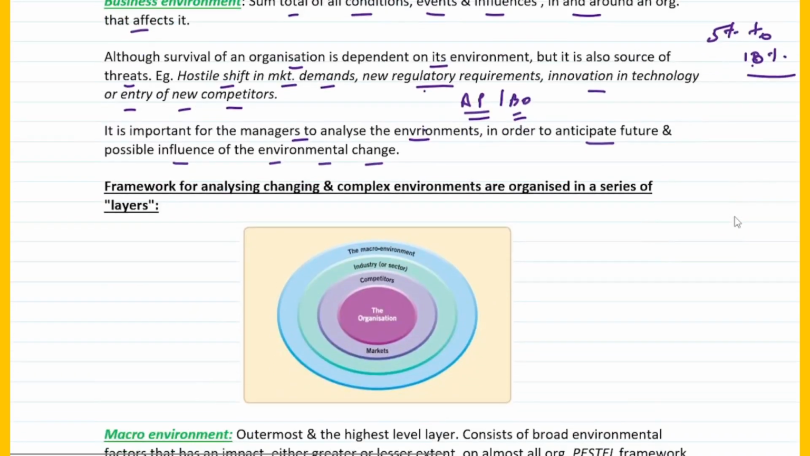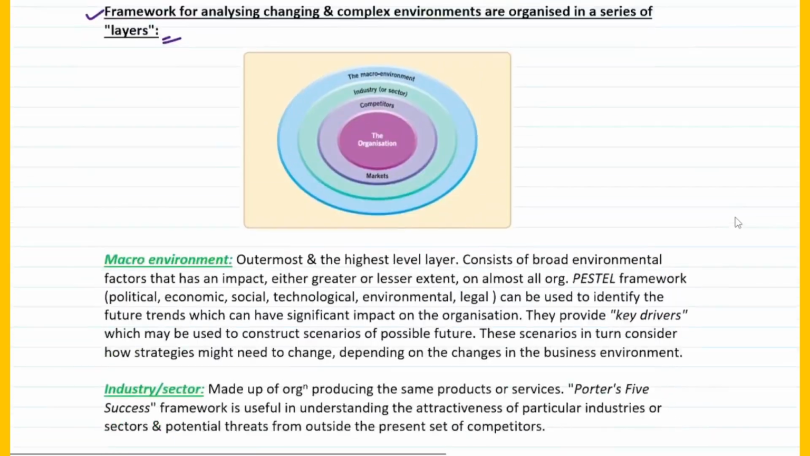Now moving further, we need to understand there is a framework, right? This is a framework for analyzing changing and complex environments, organized in a series of layers. So when we talk about changing and complex environments, there is a framework for analyzing them, and these are basically called layers. Now let's understand what these different layers are.